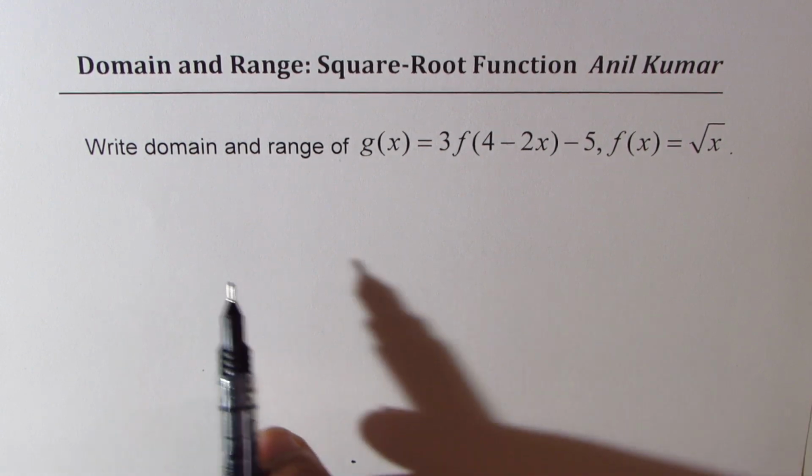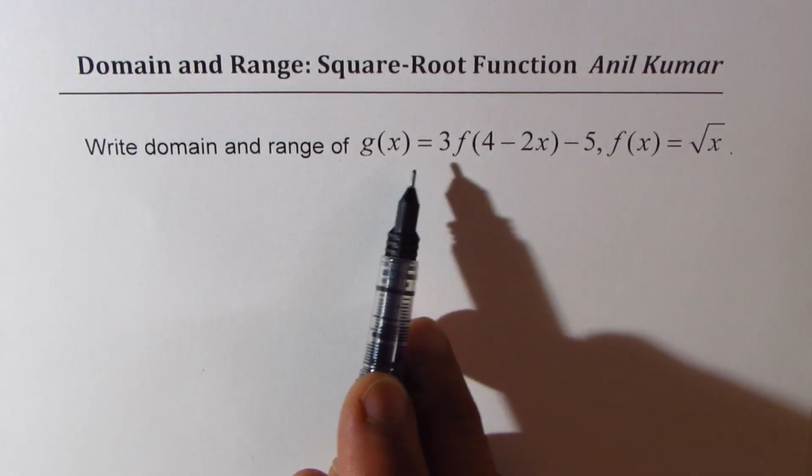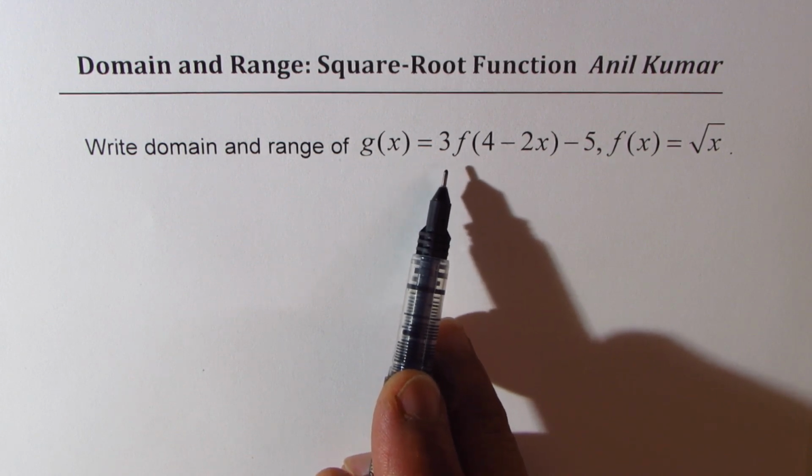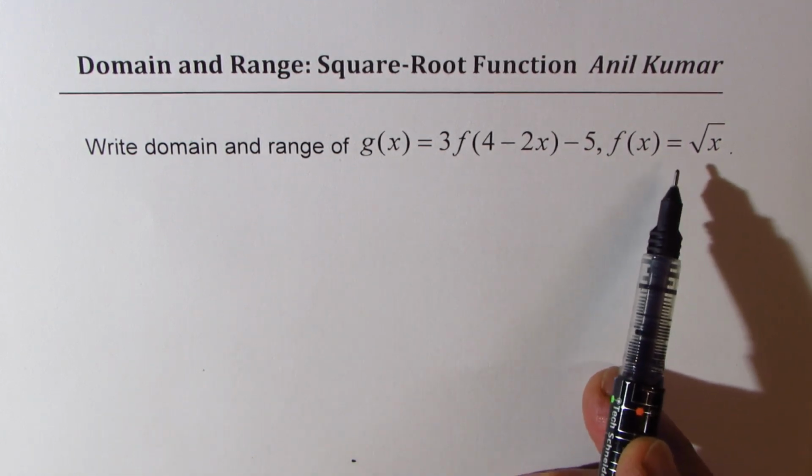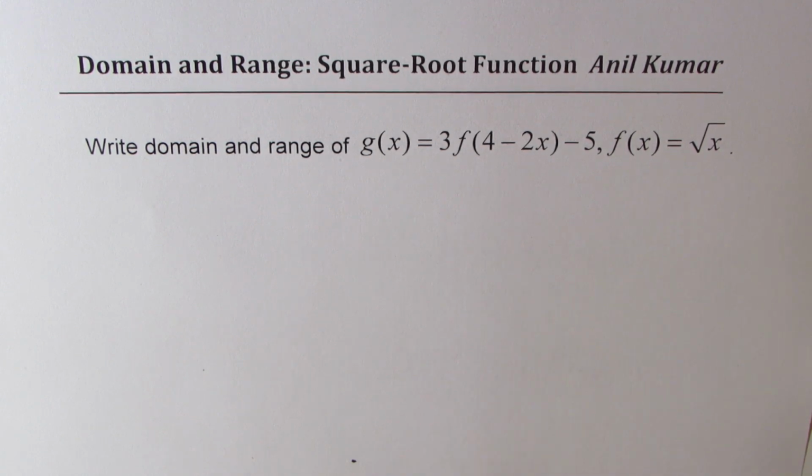The question is, write the domain and range of g of x equals 3 times f of 4 minus 2x, minus 5, where f of x is square root x. So we need to find the domain and range of this transformed square root function. You can always pause the video, answer the question, and then look into my suggestions.